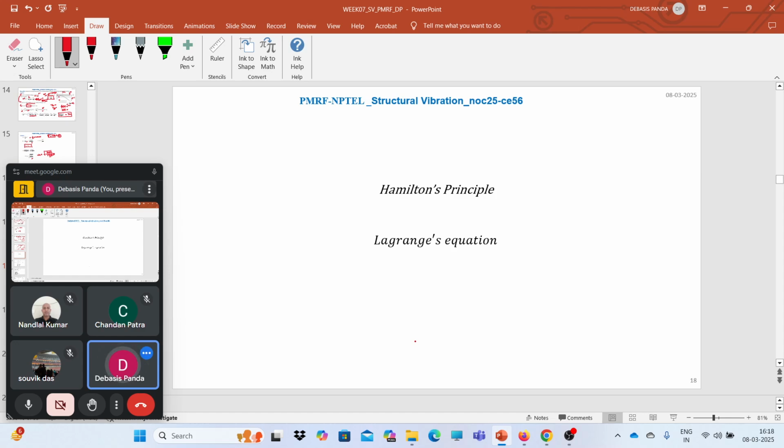So the question is the Lagrange equation. When we solve a multi-degree of freedom system and even a continuous system, the Lagrange equation is very important to solve the equation of motion. So first we will see how, using the concept of Hamilton's principle, we can get the Lagrange equation, and using that Lagrange equation, how we can solve different equations of motion for a system.